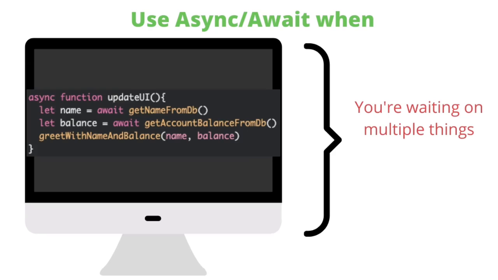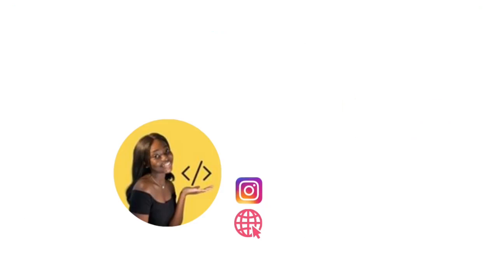And it also makes sense to use async await when you're awaiting multiple promises. You're waiting for multiple results from different promises, and it just keeps your code a little cleaner.